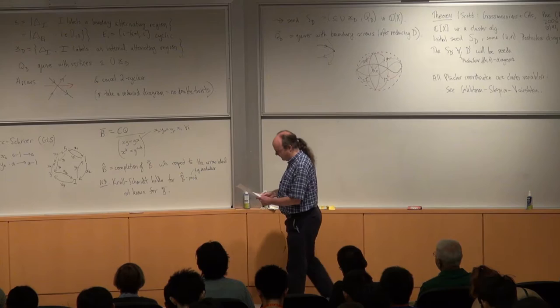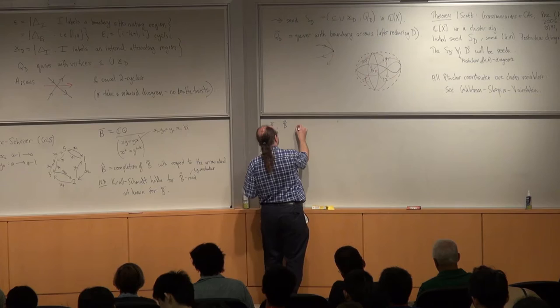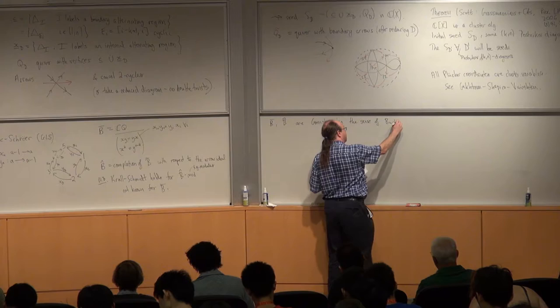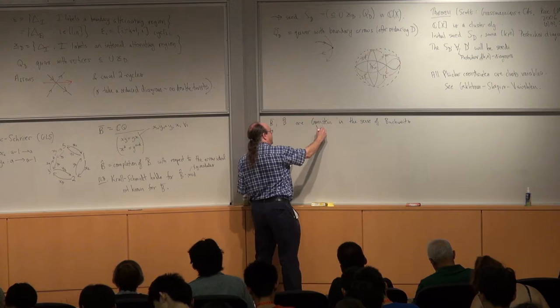But B bar and B hat are both Noetherian, in the sense of complete, which means left and right Noetherian.